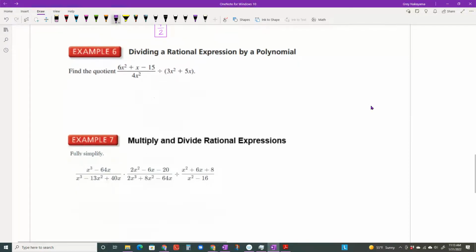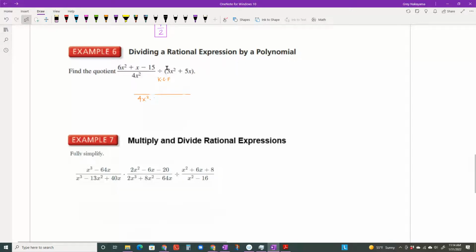So this one, again, you want to remember to keep, change, flip. So when I factor 6x squared plus x minus 15, that's a little challenging to factor, y'all. These problems are a little bit contrived, so I'm going to help you with your factoring. I'm actually going to start on the bottom. I'm going to put that 4x squared down there.